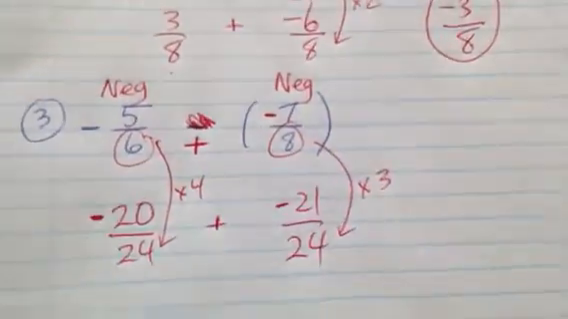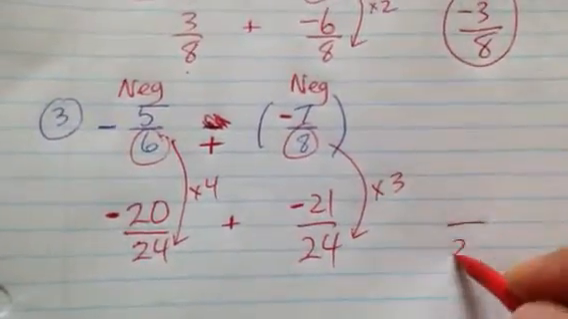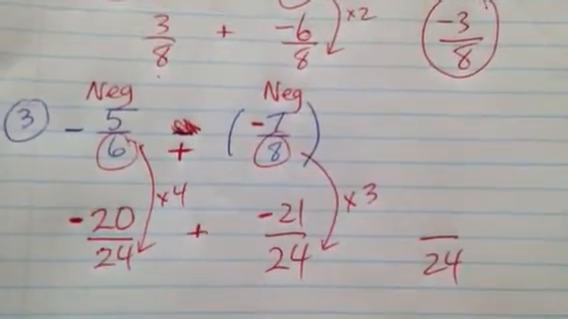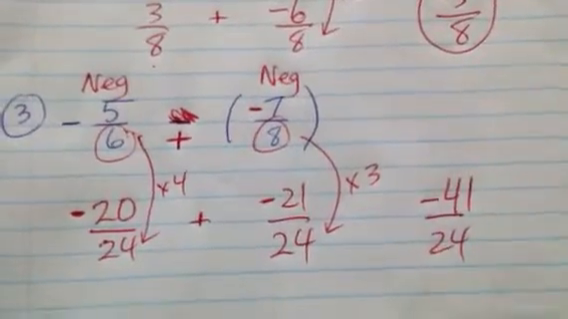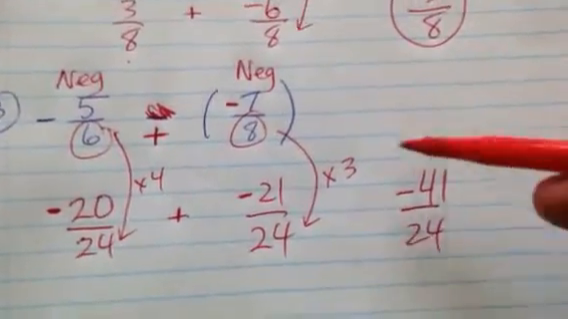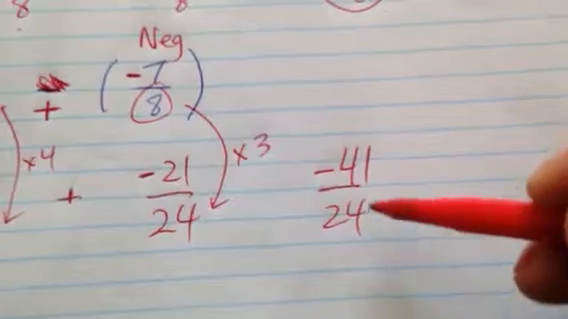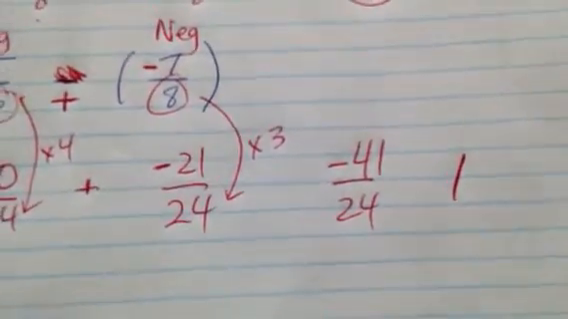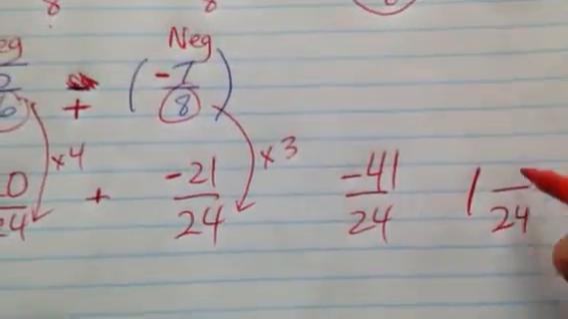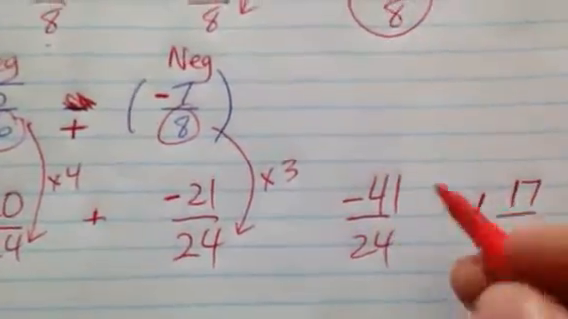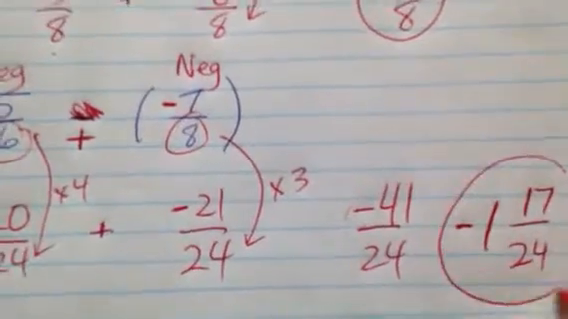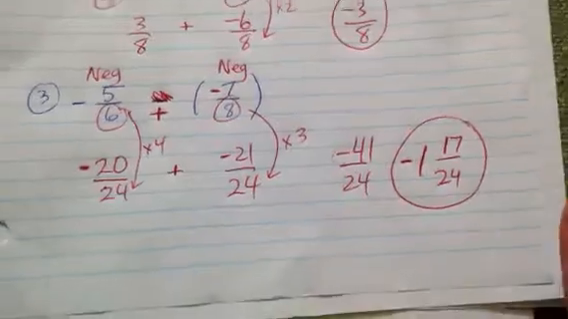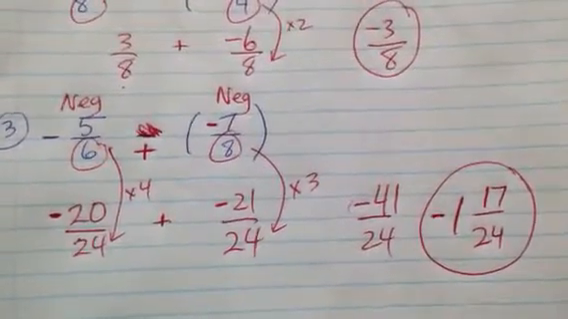Now I can add the 2. So I keep the same 24, and now I add negative 20 added to a negative 21. So that's negative 41, which is an improper fraction. So now we ask ourselves, how many times does 24 go into 41? Only once, and there's a remainder. Out of 24, there's a remainder of 17. Since it's a negative, put that negative in front. So we have negative 1 and 17 over 24. Okay, and that's how you would do that.